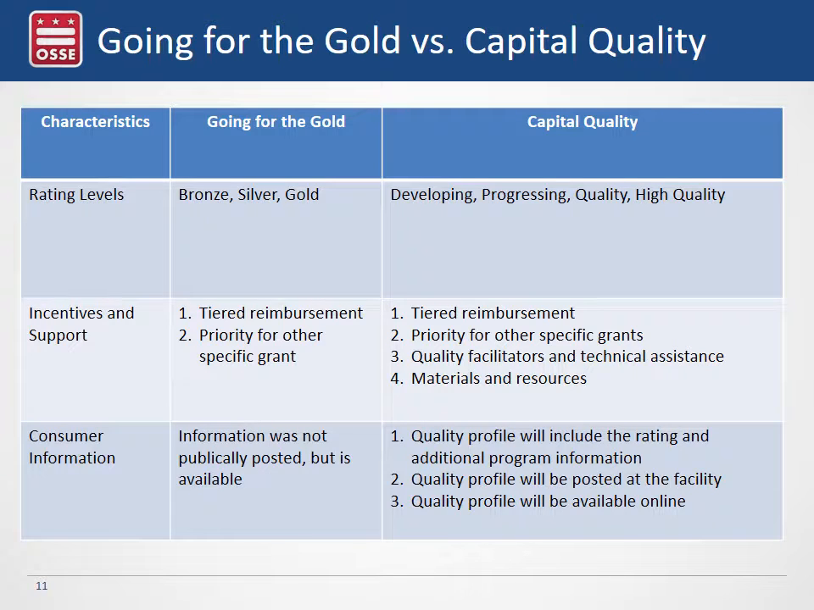The redesigned QRIS will be more than a rating. It will have 4 levels of quality built on structural quality through a strong foundation of licensing. The next 3 levels are met with standards of process quality measured by CLASS and ERS. Our current incentives program is critical to a strong system. We plan to continue to tier reimbursement rates according to quality, while we also explore options to provide additional support.